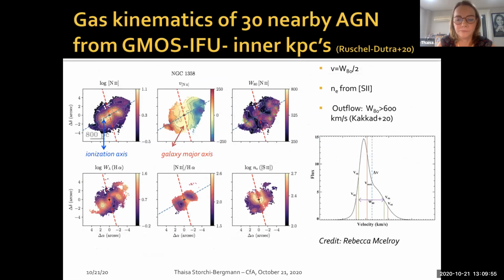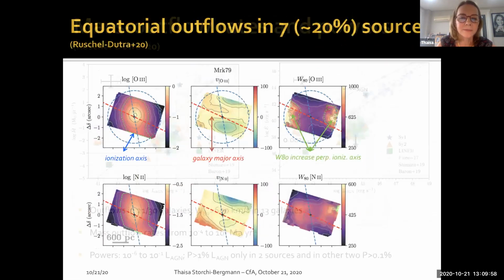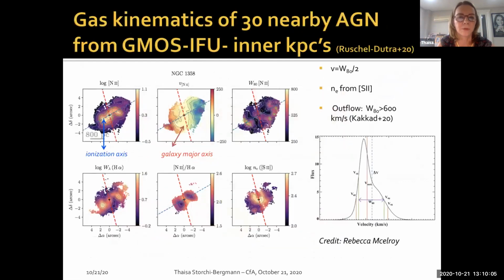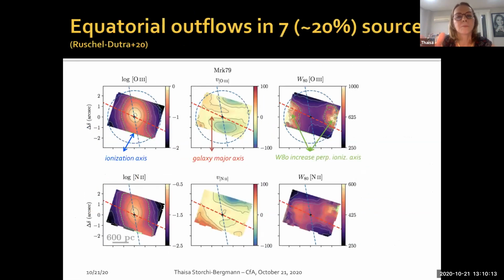I will go to the next paper, where we are studying outflows in a sample of 30 nearby AGN. We have found also 7 cases where we see an increase of the velocity dispersion. In this case, we measured W80 perpendicular to the ionization axis. So we have found also equatorial outflows.